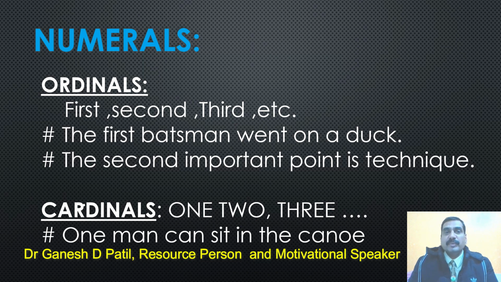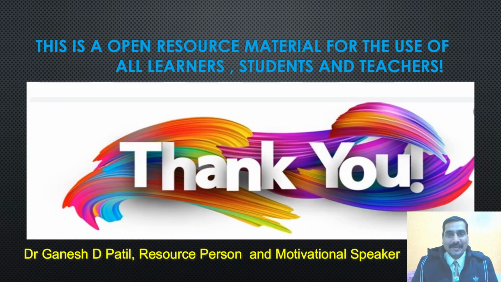The second type of numerals is cardinals. You are well familiar with them. 1, 2, 3, 4. These numbers determine the quantity of the noun that follows.